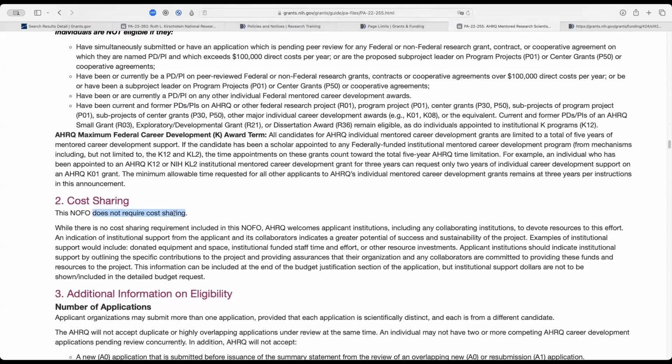Notably, this does not require cost sharing. Many federal grants require that the program put up a certain amount of money. No, there's no cost sharing. You just have to be employed there, get them to apply for the funding, get that mentor, etc.